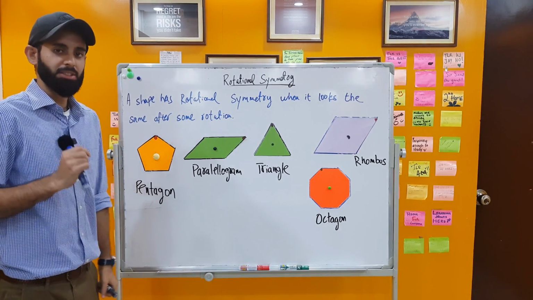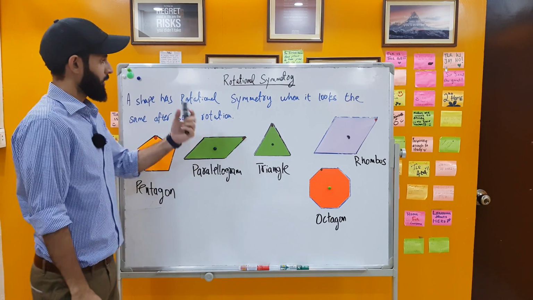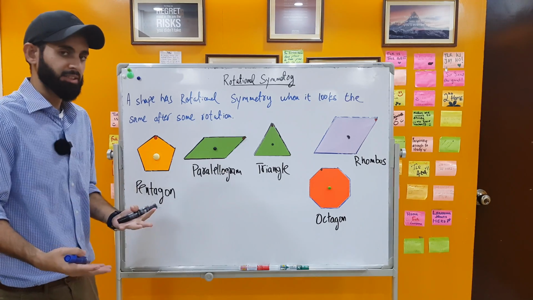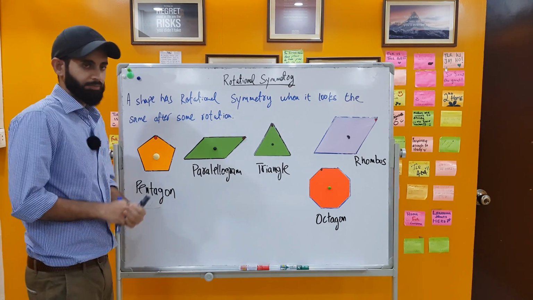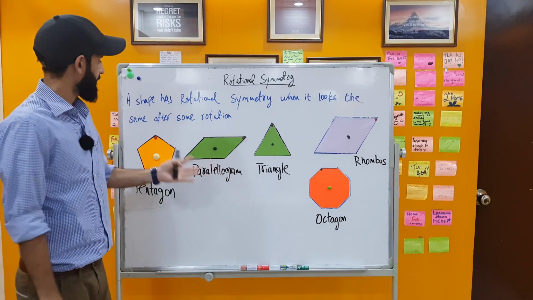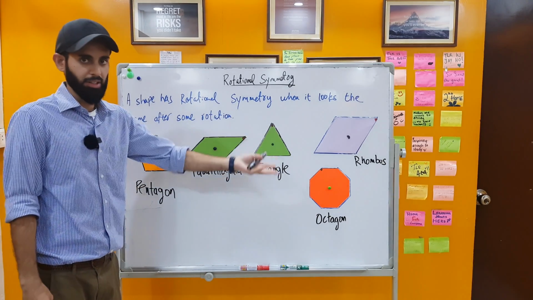Alright, so two-dimensional symmetry is divided into two main components. One is rotational symmetry, which is what we're going to be discussing right now, and the other is reflectional symmetry, which we're going to do later. So now let's talk about rotational symmetry. A shape has rotational symmetry when it looks the same after some degree rotation, right?